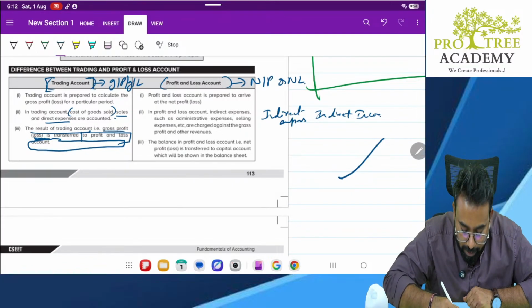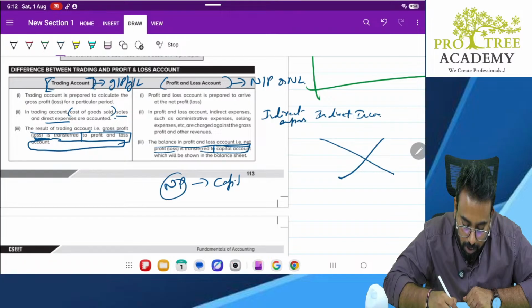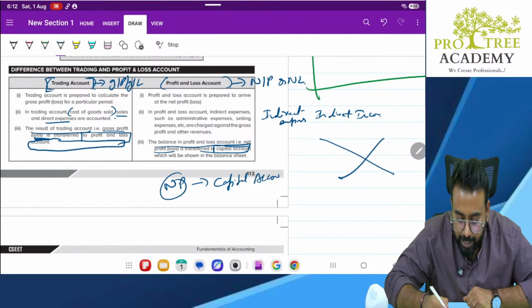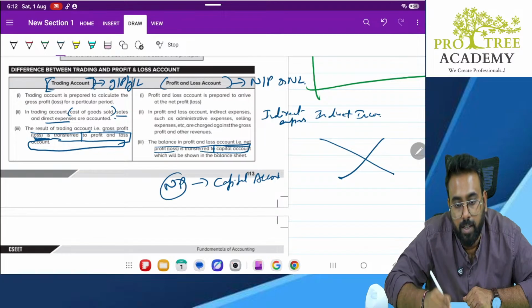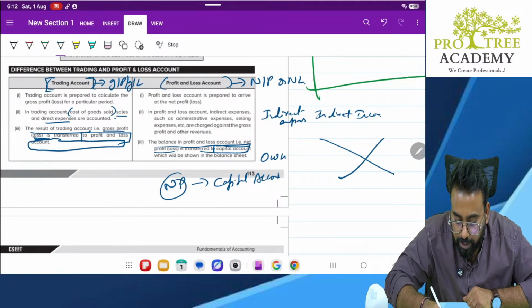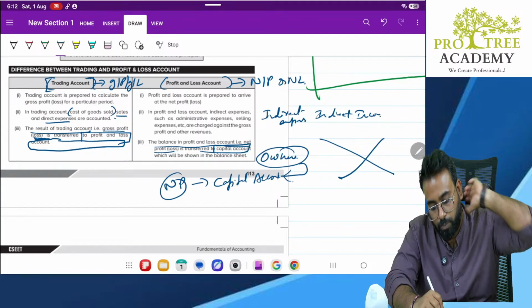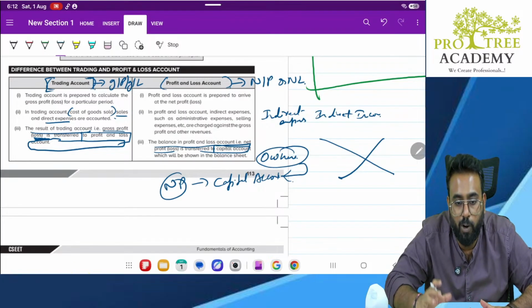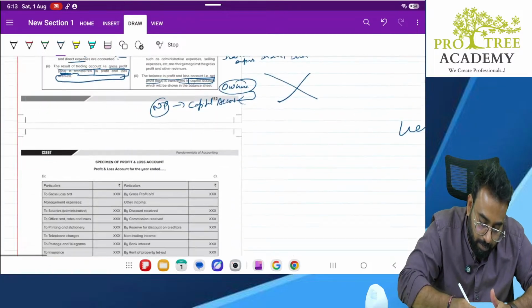Why is net profit transferred to the capital account? Because whatever profit is being earned, it is for whom? It is for the owner. And the owner is represented by which account? Capital account. So whatever profit you are earning will be transferred to your capital account because that profit belongs to the owner. Clear? This is the specimen of P&L.